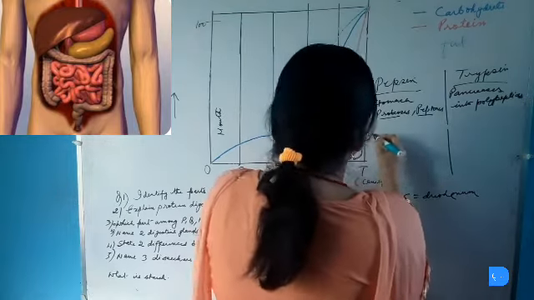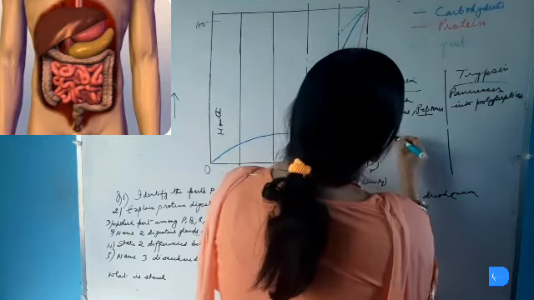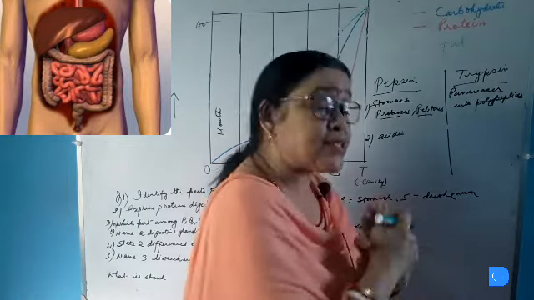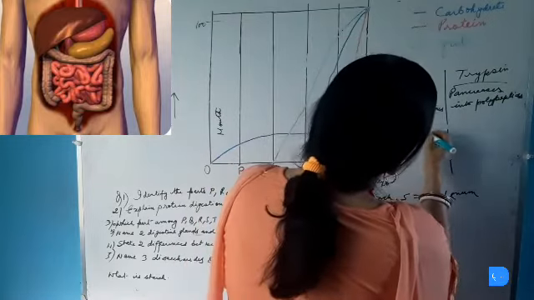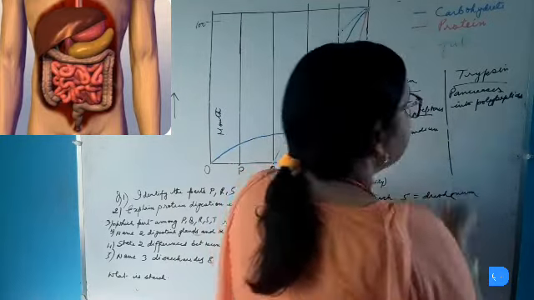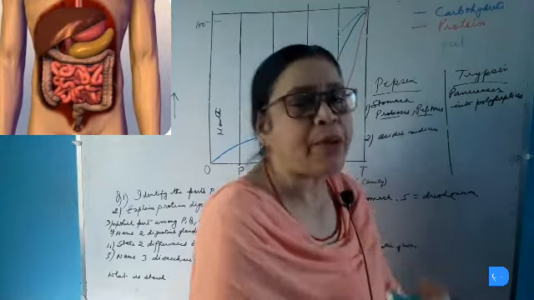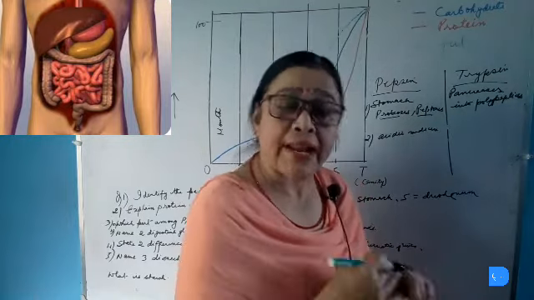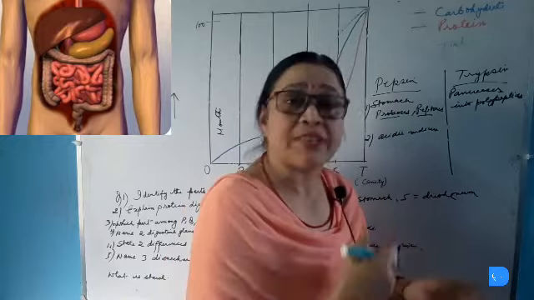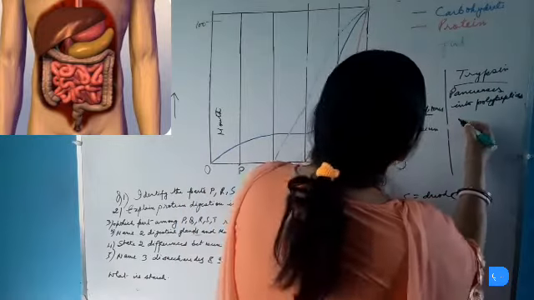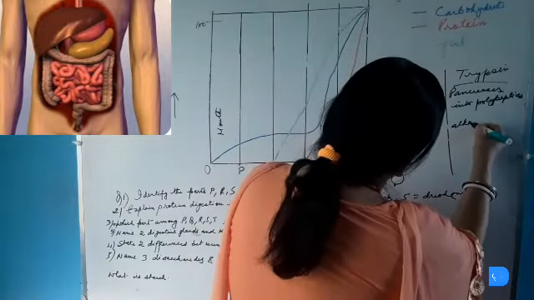Thus, pepsin acts in acidic medium because it is produced in the stomach, and the stomach produces hydrochloric acid. So pepsin enzyme acts in acidic medium, and trypsin enzyme acts in alkaline medium because bile is alkaline in nature and bile is poured into the duodenum. So the medium becomes alkaline. Thus trypsin enzyme acts in alkaline medium.